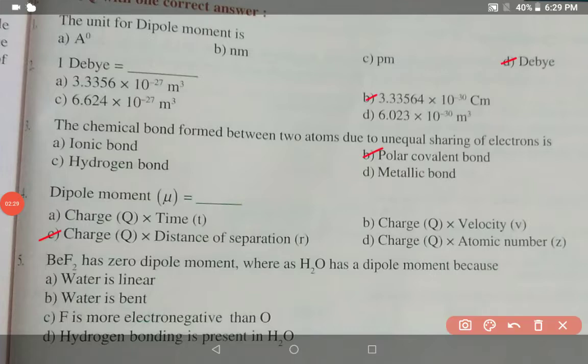Fifth bit: BeF2 has zero dipole moment, whereas H2O has a dipole moment because water is bent. That's why for BeF2 there is no dipole moment, whereas H2O has a dipole moment because water is bent. Next page, let's look at that next page.